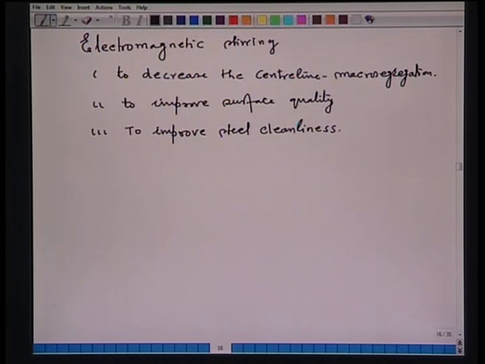Now how does electromagnetic stirring work? In short, it modifies the flow pattern of the liquid strand of liquid metal in the solidified strand. Now two types of electromagnetic stirrer are used. One is the axial type, another is the rotational, that is horizontal type.